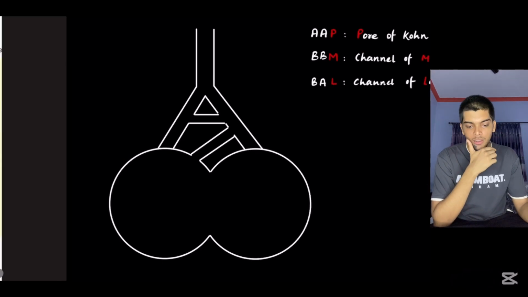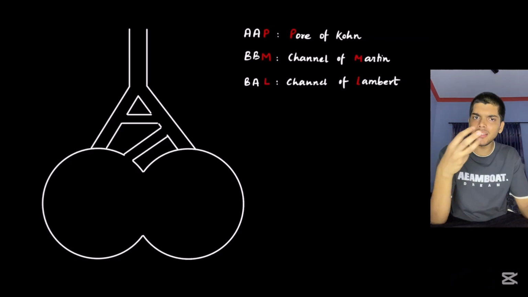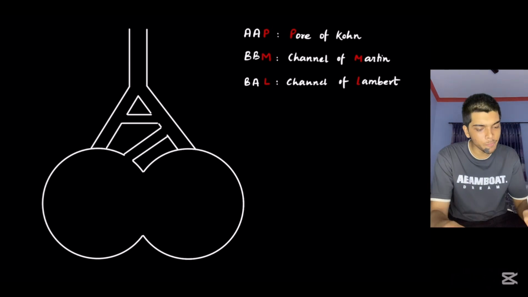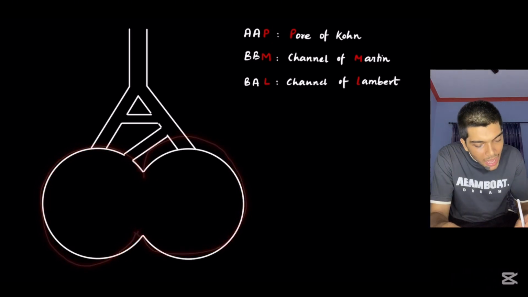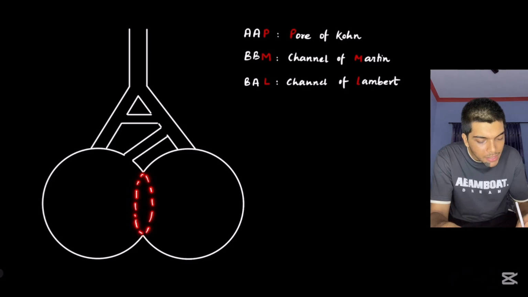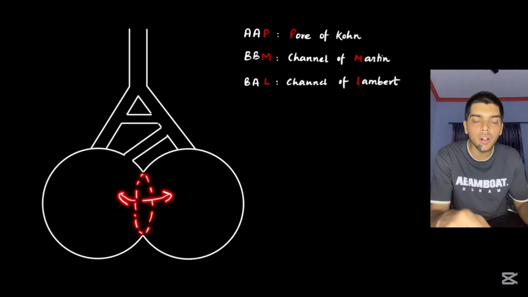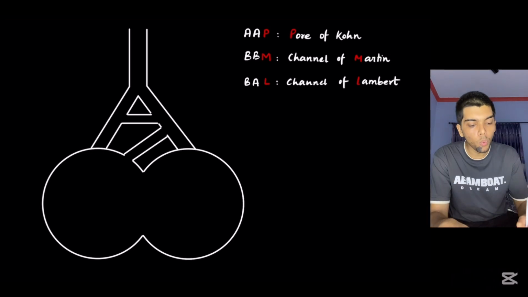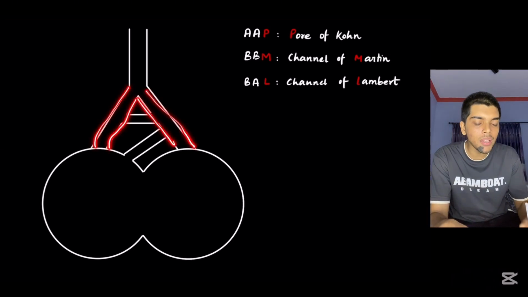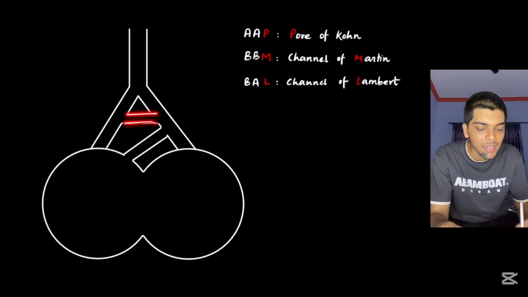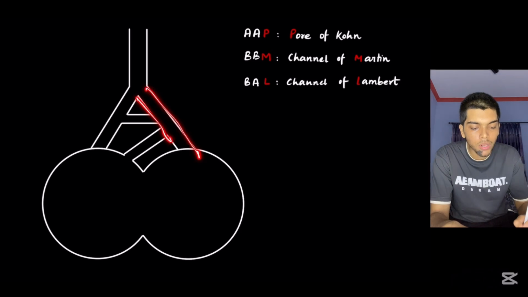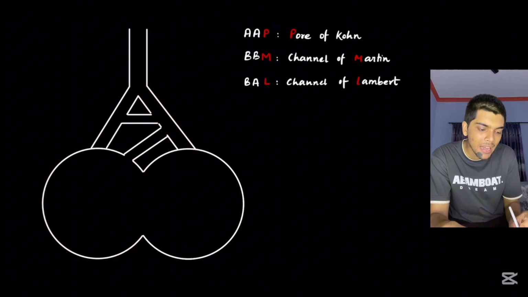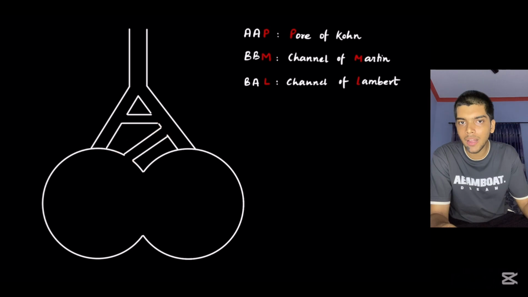All right. Communications within the acinus. So there are three types of communications present within the acinus. One alveolus communicates with another alveolus with the help of a pore present in between them. This is called the pore of Kohn. One bronchiole communicates with another bronchiole with the help of a channel connecting them. This is called the channel of Martin. One bronchiole communicates with an alveolus with the help of a channel as well. This is called the channel of Lambert.